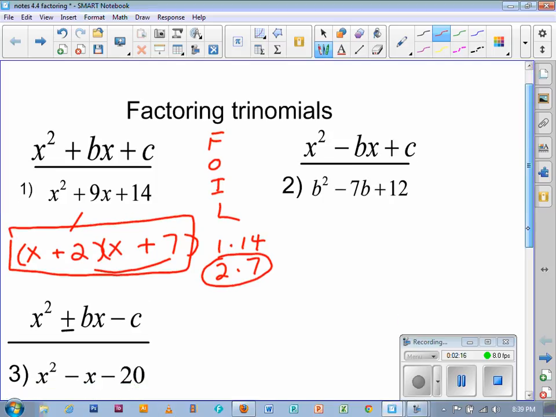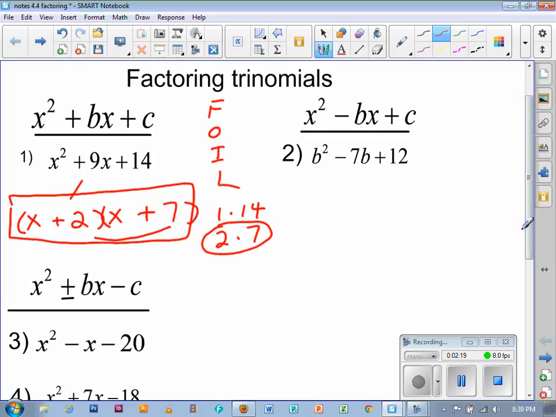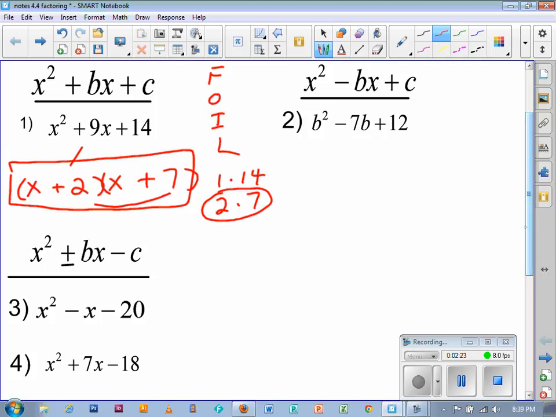Now what I'd like to have you do is take that and try number 2 and 3 and 4. Okay, those are all the trinomials we're going to factor. In 2, you'll notice that we have a minus here, minus 7. So when we set this up into two binomials, again, our first terms have to be b and b. That's the only way that's going to work. But we're looking for all the factors of 12 that multiply together to give you 12 and at the same time add up to be a negative 7.